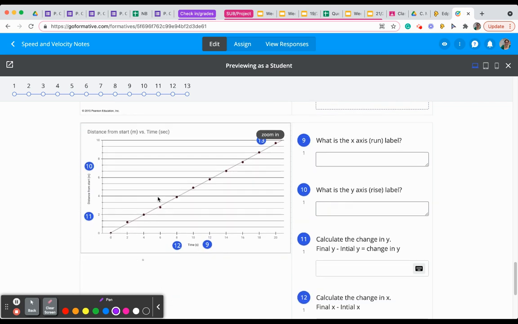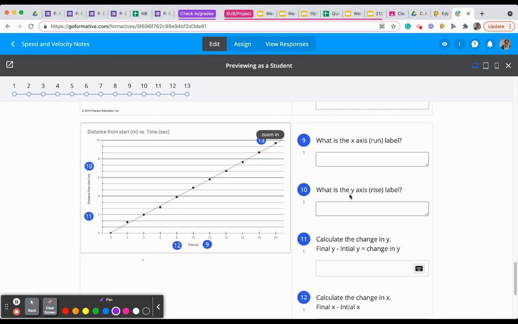All right, in our lab tomorrow, you're going to be graphing your data. And so I want to go over parts of a graph here for a second. So number 9, what is the x-axis or the run label? So the x-axis is the one down here across the bottom. It is also called the run. If we're talking about slope, we say the rise over the run. And so this would be the run, the x-axis. Then we have, and you can see right here what that label is. You just type that into the box for number 9.